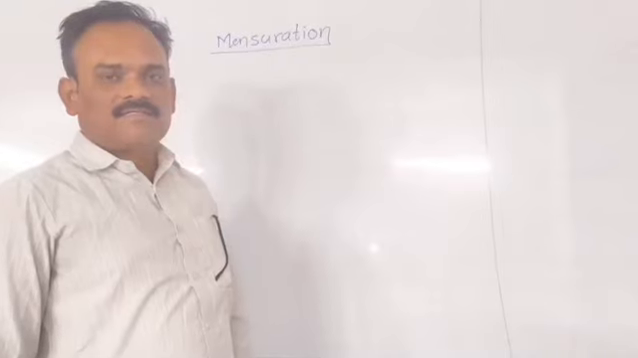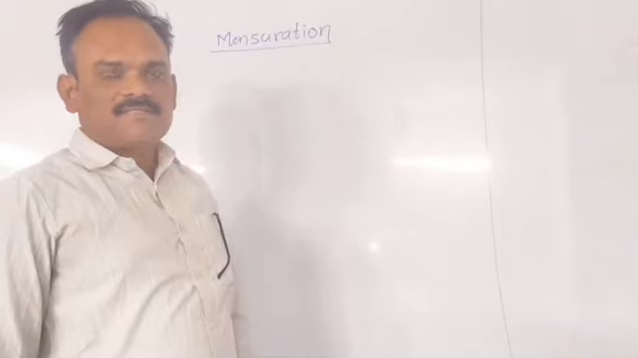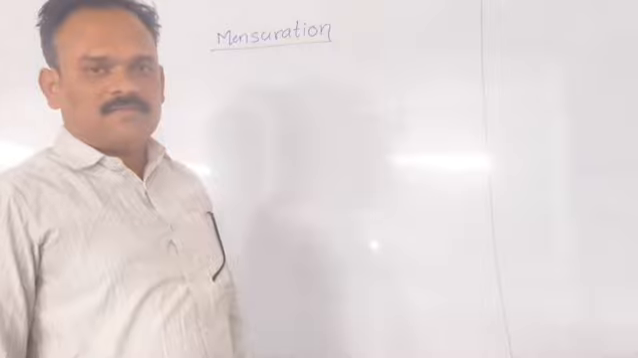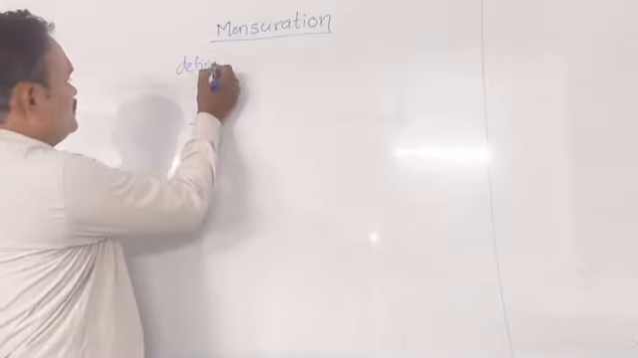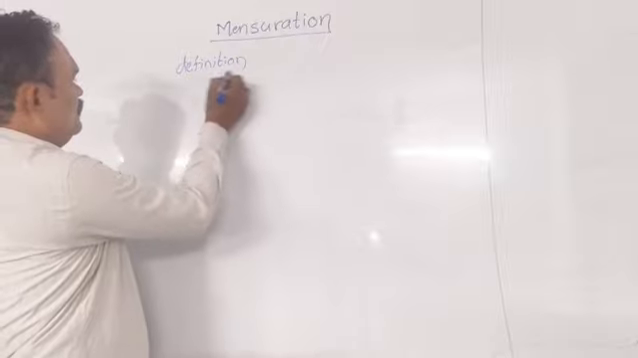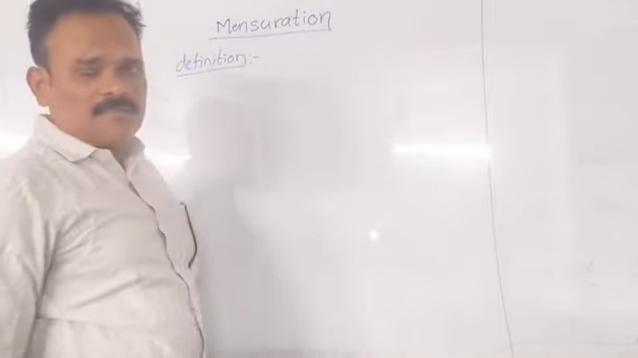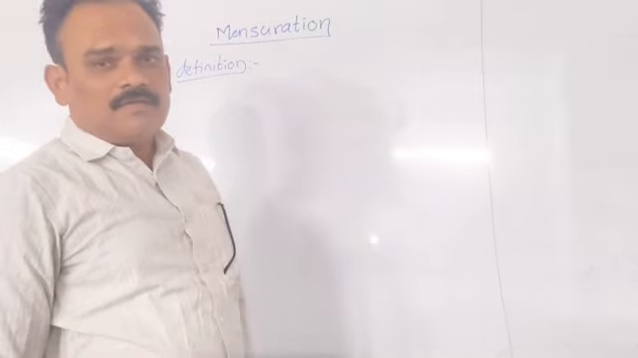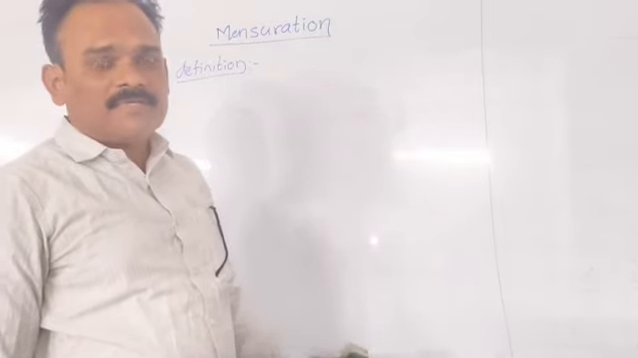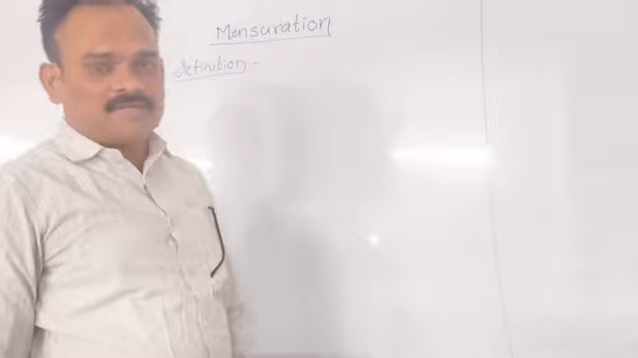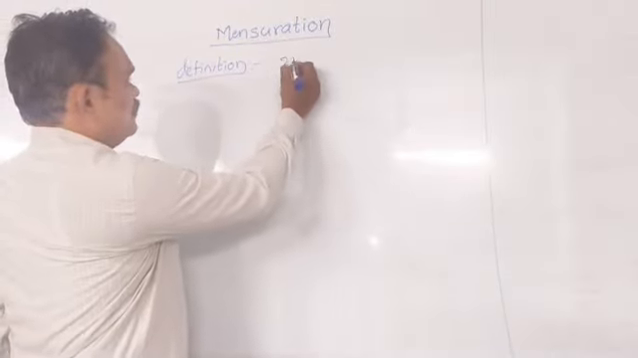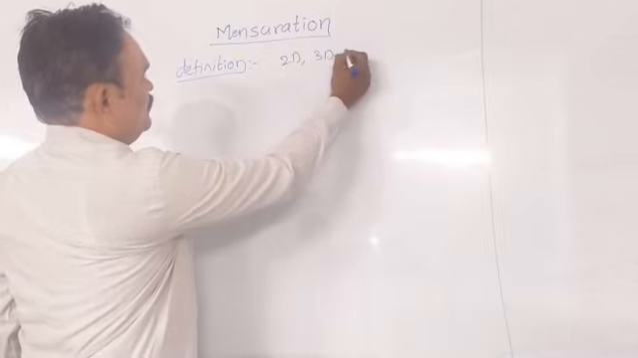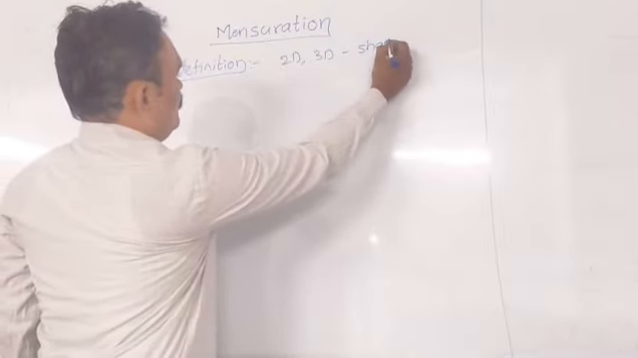Hi friends, today we are going to discuss mensuration. So in this, the definition of mensuration is: it is a branch of mathematics which studies the measurement of geometrical figures. The geometrical figures are 2D shaped and 3D shaped geometrical figures.